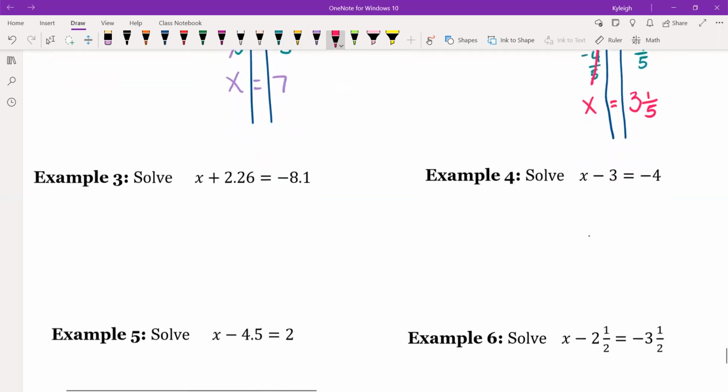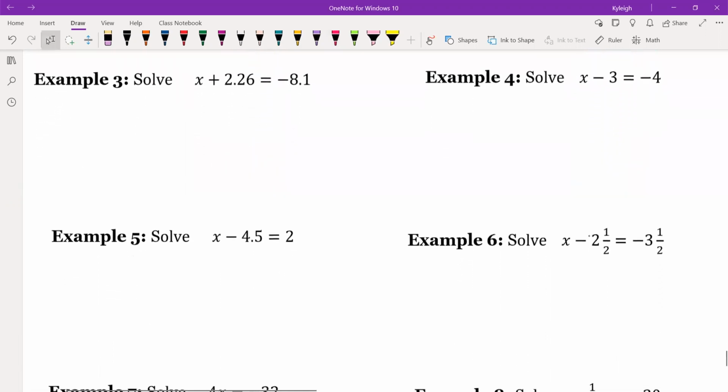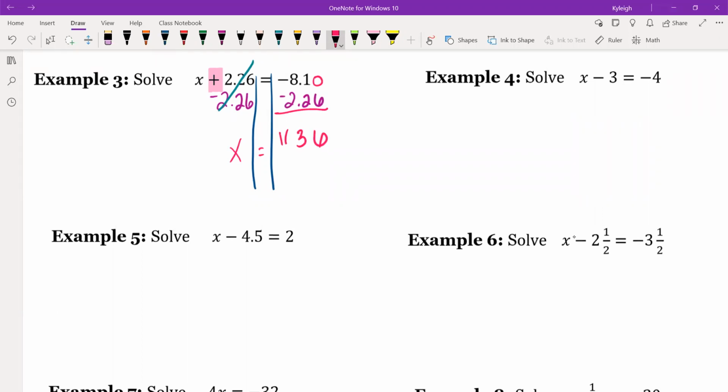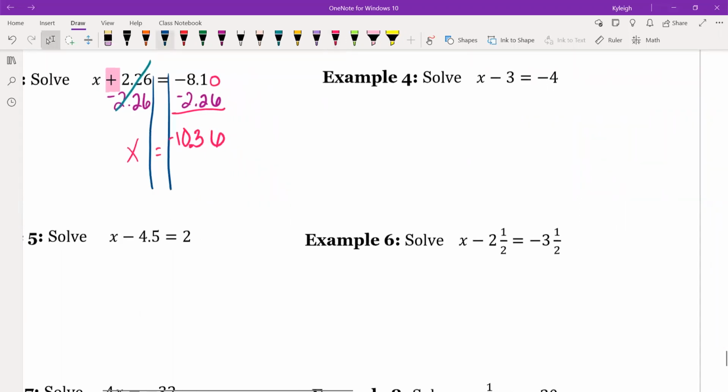All right, I want you to try example 3 on your own. So pause right now and try example 3 all on your own. Watch your signs. All right, so it was adding 2.26, so we should be subtracting 2.26 on each side. And we get x equals, this is negative 8.1 minus 2.26. So we really add them up. We get negative 10.36.